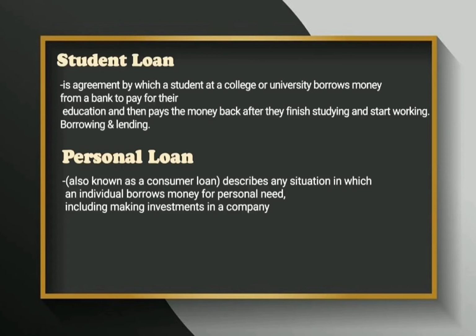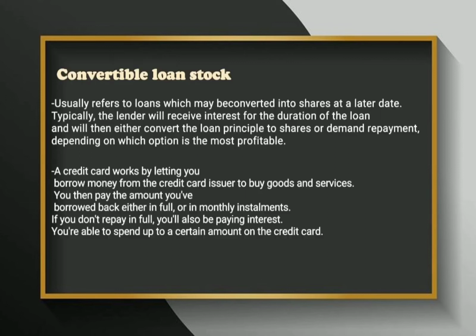First, the student loan. A student loan is an agreement by which a student at a college or university borrows money from the bank to pay for their education and then pays the money back after they finish studying and start working. Next, a personal loan. It is also known as a consumer loan. It describes any situation in which an individual borrows money for their personal needs, including making investment in a company.